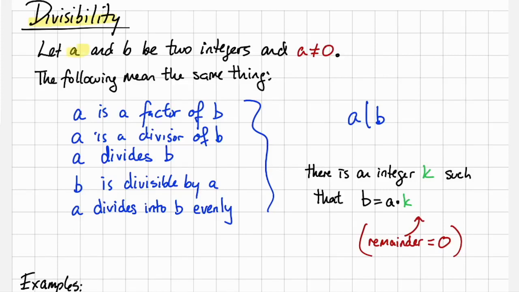Let's say we have two integers, a and b, where a is not equal to 0. We have 5 different ways to say the same thing. We could say a is a factor of b, a is a divisor of b, a divides b, b is divisible by a, or a divides into b evenly. The mathematical way to say those things is that there's an integer k such that b is equal to a times k. And this is something that we talked about in one of our first videos when we were introducing this notation. a vertical bar b means that a divides b, or any other of these equivalent formulations.